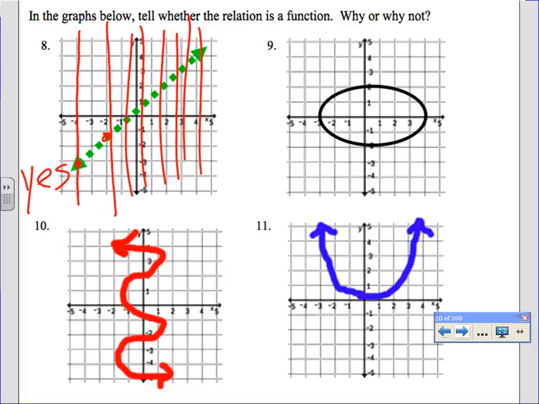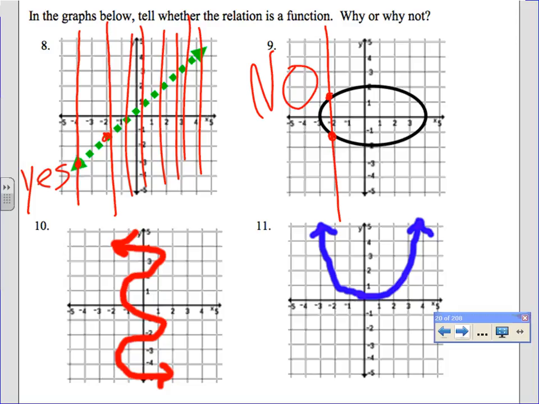Steve, does that make a little more sense? Okay, let's go to number 9. It kind of looks like an ellipse. Let's draw our vertical line right here. You can draw your vertical lines wherever you want. Make sure you draw a handful of them or just look at the graph and use your common sense. Drew, how many times does this vertical line cross the graph? Two times, here and here. So we can stop right there. That vertical line touches the graph more than once, so you know right away it's not a function.